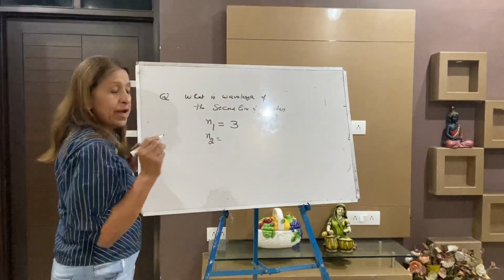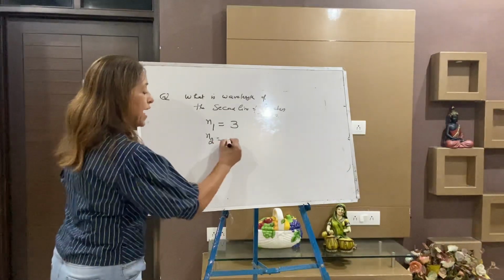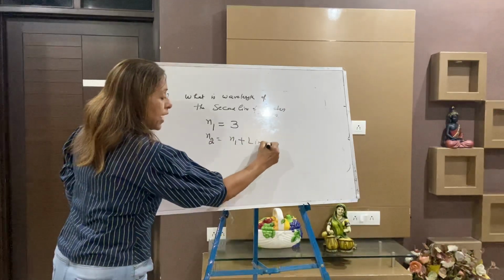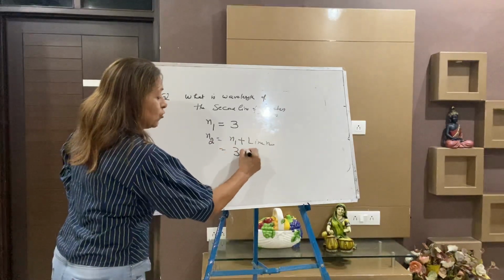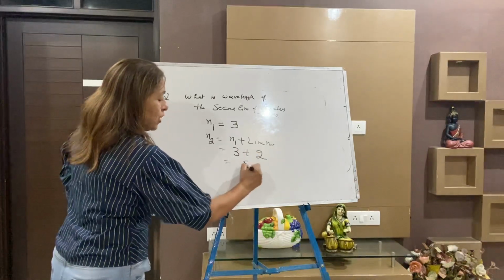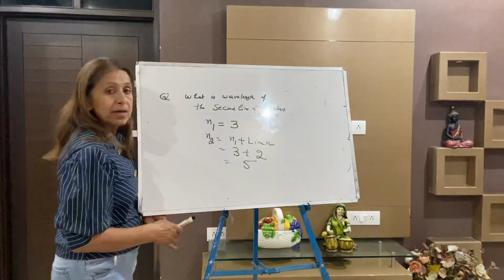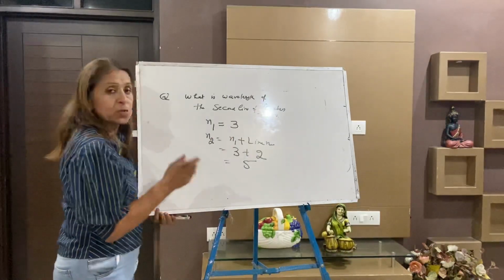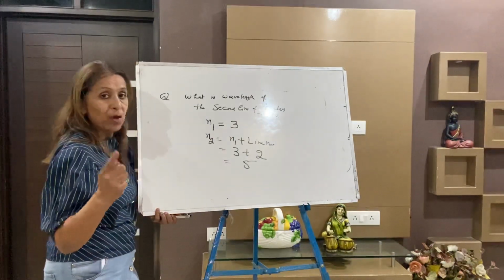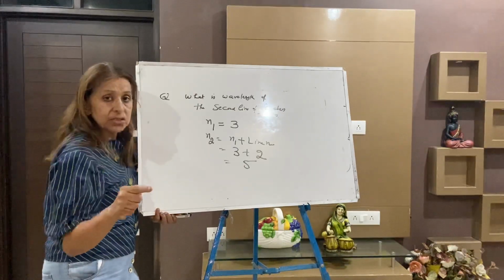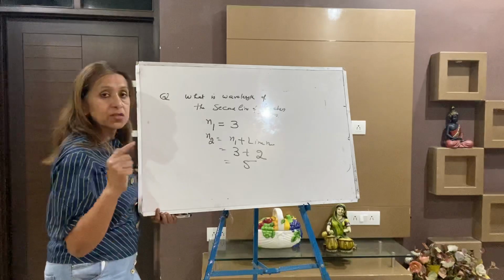And remember, your N2 is always N1 plus the line number. Your N1 is 3 and line number is 2. That means your N2 is 5. Take it carefully. If asking Lyman series, you put N1 ground state 1. Balmer series, N1 is 2. They are asking Paschen series, so N1 is 3.